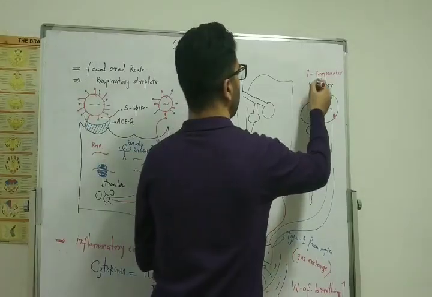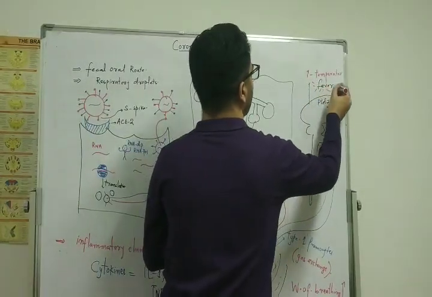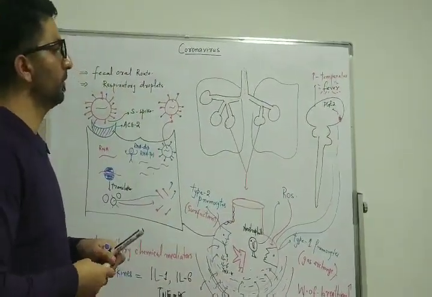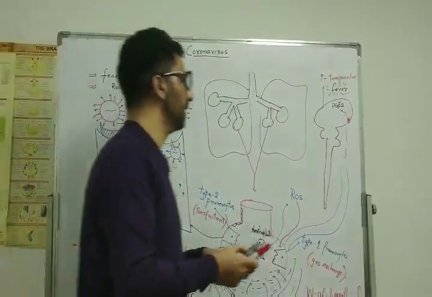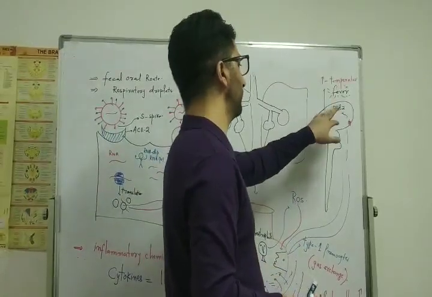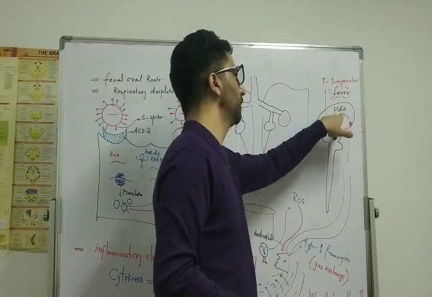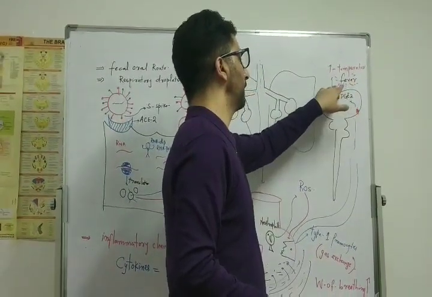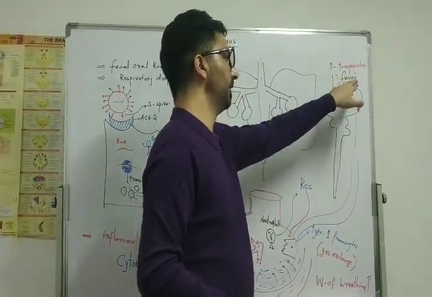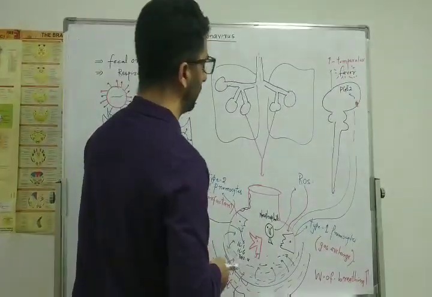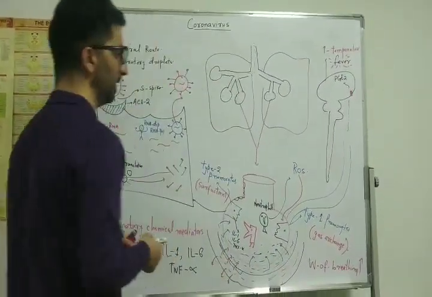So we call it fever. Fever is the symptom of the coronavirus. When the PGE2 is released, PGE2 controls the thermostat, and there is an increase in the temperature through the PGE2. This leads to fever, and fever is the symptom of the coronavirus.